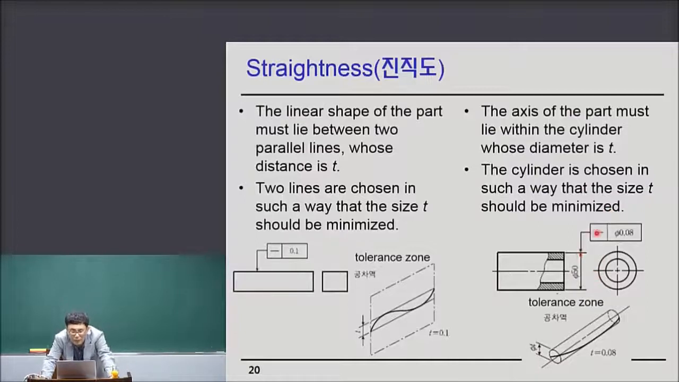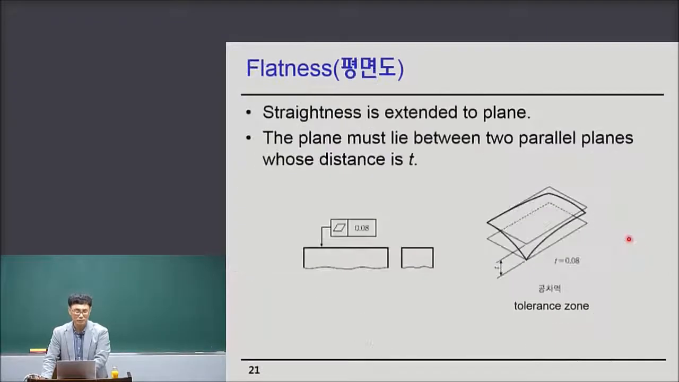So this is the straightness of the axis of the pi 50 cylinder. The axis must lie within the cylinder whose diameter is 0.08. Then this is the straightness of the cylinder axis.